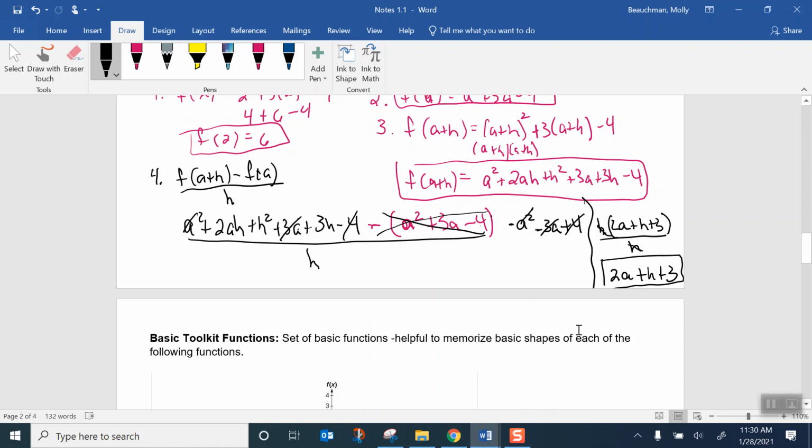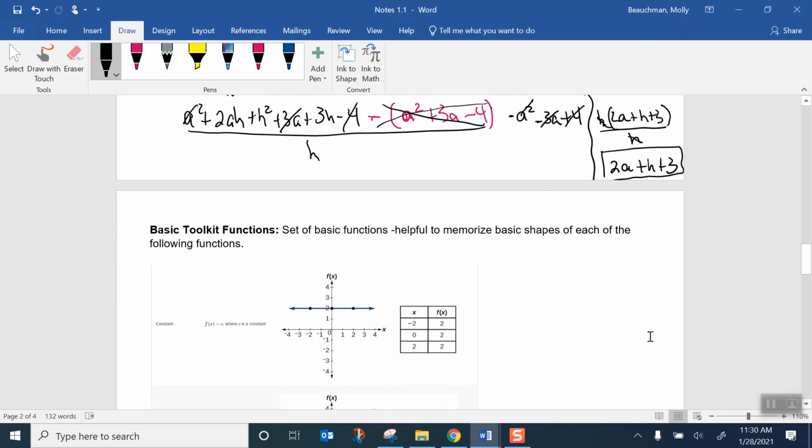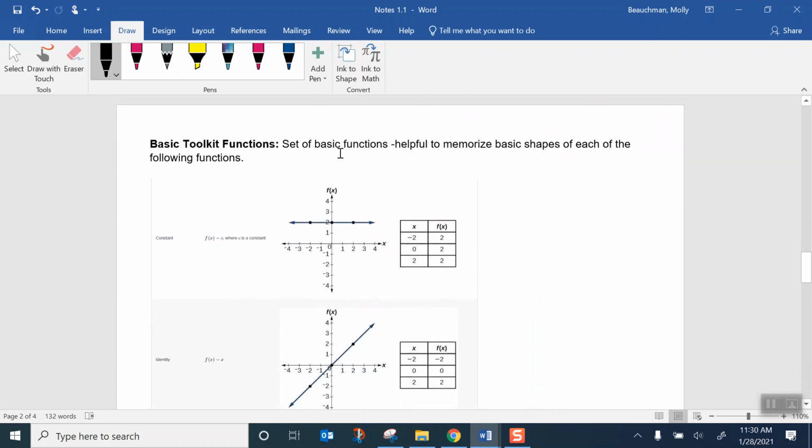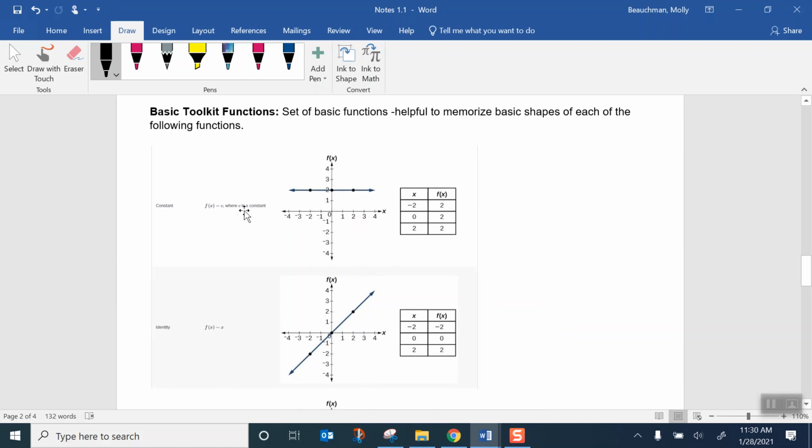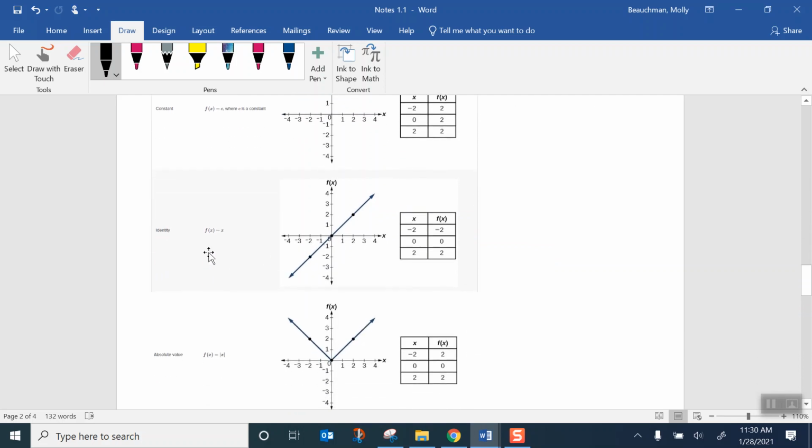All right, the last part of this section are something called basic toolkit functions. So these are a set of functions. It's very helpful to memorize the basic shapes. We're going to use these a little bit later in graphing. So the first function is called the constant function. F of x is equal to a constant or a horizontal line. The next is called the identity function. It's the line y equals x.